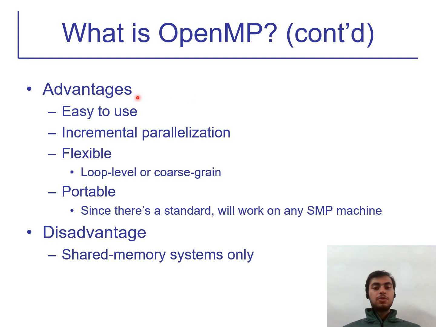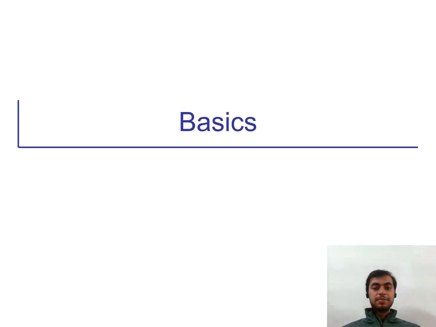What are the advantages of OpenMP? OpenMP is easy to use. It is used for incremental parallelization. It is flexible at loop level or coarse grain. It is portable since there is a standard; it will work on any SMP machine. Now the disadvantage of OpenMP is only that it can only be used on shared memory systems, not on distributed memory systems, as we discussed in previous slides.